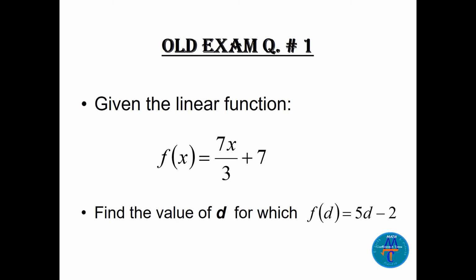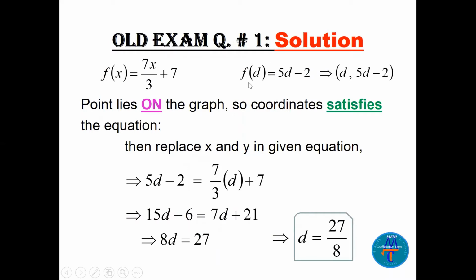So here d is the x. So I can put d here, and then this is the answer, 5d minus 2. So this point, f of d, 5d minus 2, is a point on the graph. See? So it satisfies. So I can put, this is y here, f equals 5d minus 2, and I put for x just d. And then multiply by 3, the LCD, 8d is equal to 27, d will be 27 over 8.